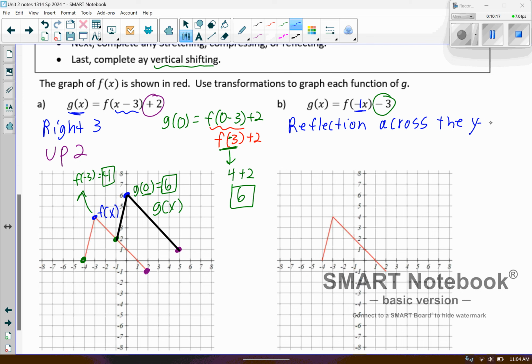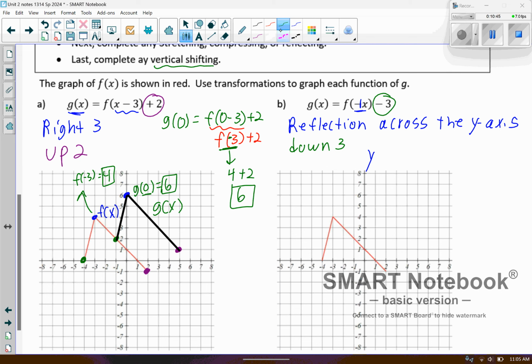Reflection across the y-axis. What's happening here is basically all your x values are getting divided by -1, if you want to follow that rationale, which is going to cause a sign change of all your x values. So we're going to have a reflection across the y-axis, and then the green part, the -3, is going to cause us to go down. We're going to shift down 3 units.